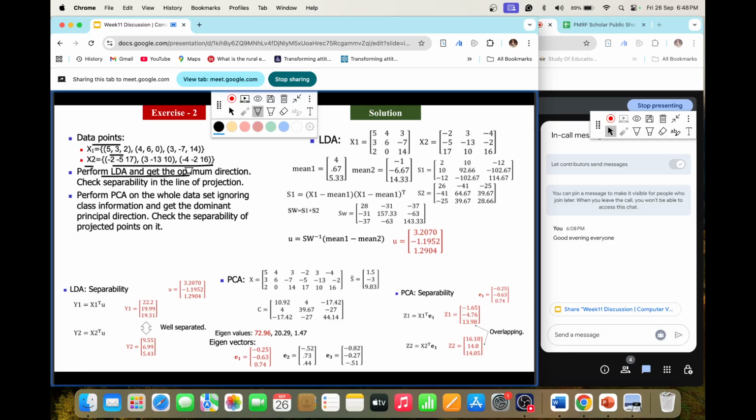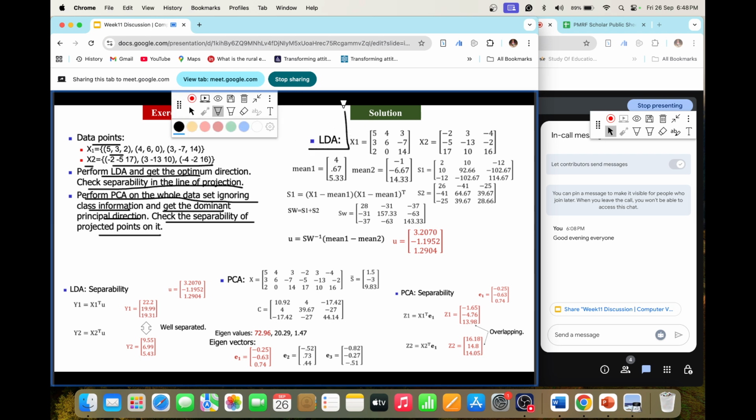Perform LDA and get the optimum direction. Check the separability on the line of projection. Perform PCA on the whole data set ignoring class information, and get the dominant principal direction. Check the separability of the projected points on it. Those are the two questions. First we will solve LDA.